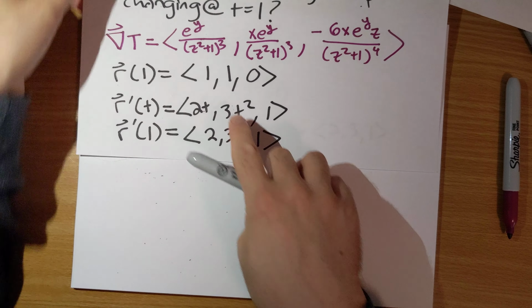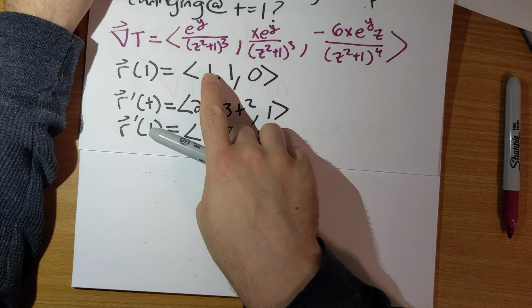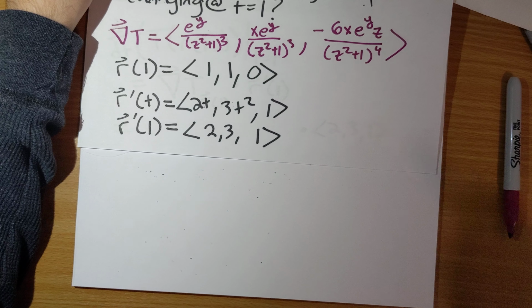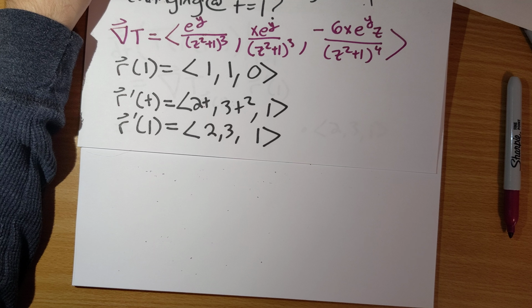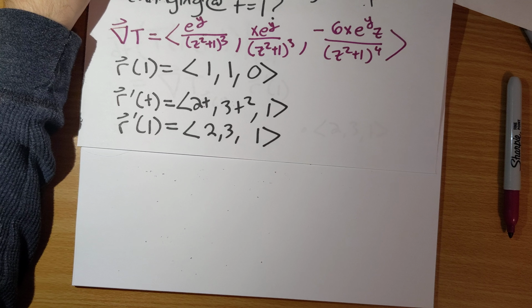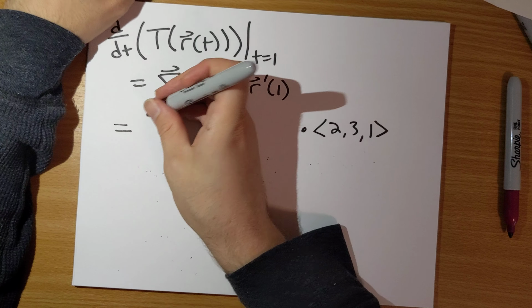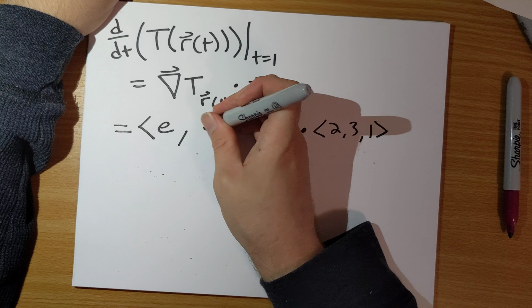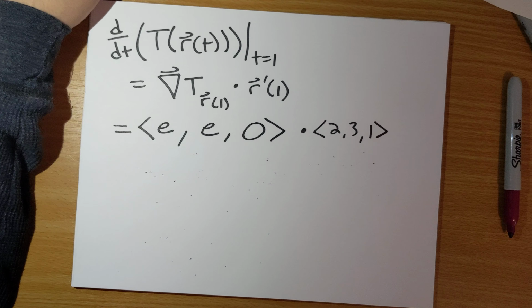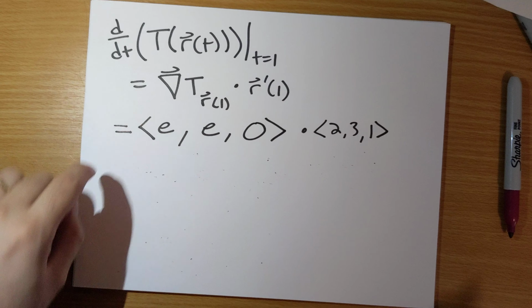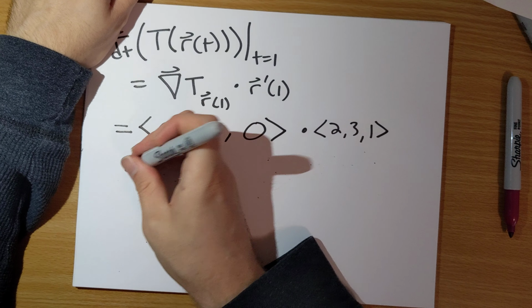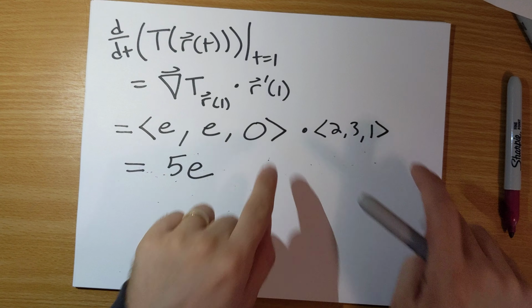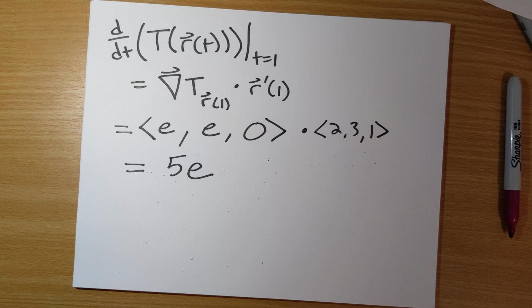And when we plug in r of 1, which is 1, 1, 0, plugging in x is 1, y is 1, z is 0, when we make all of those plug-ins, I'm just going to skip the calculations for that. Feel free to check that this is good. The entries are e, e, and 0. So take the dot product of these two vectors. 2e plus 3e plus 0 gives us 5e.